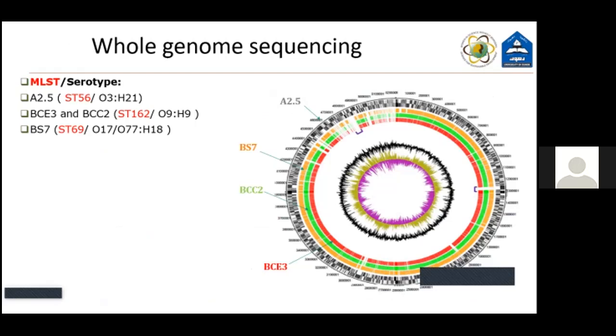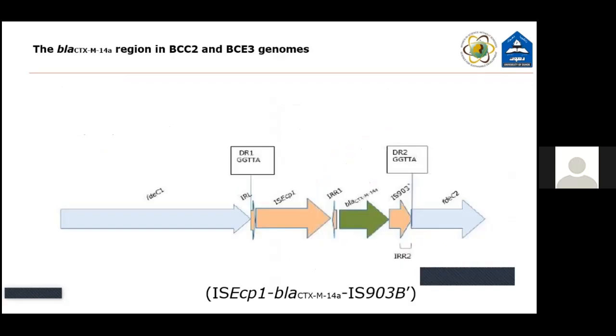For the whole genome sequencing, the serotypes and the sequence types of the selected strains showed that these types were both reported before from animal sources and in humans. So the same E. coli carrying the same sequence type and the serotype have been isolated before in both humans and animals. Here I'm going to show the genomic environment for some of the beta-lactamase genes, and whether they've been carried by a transposable element or inserted in a chromosome.